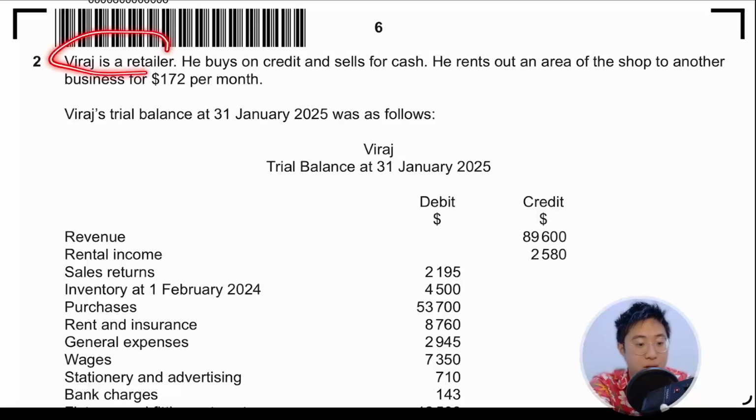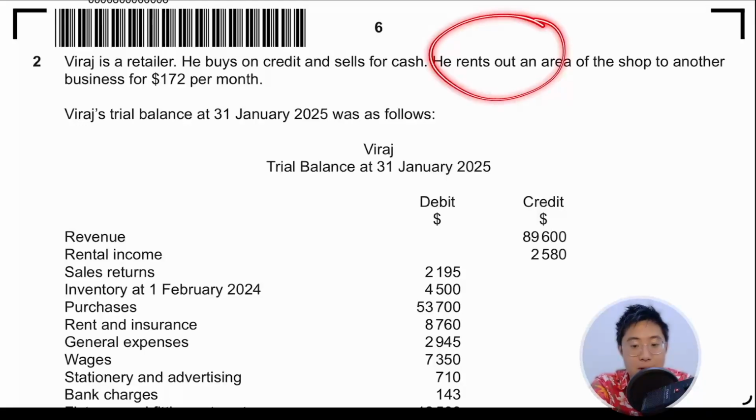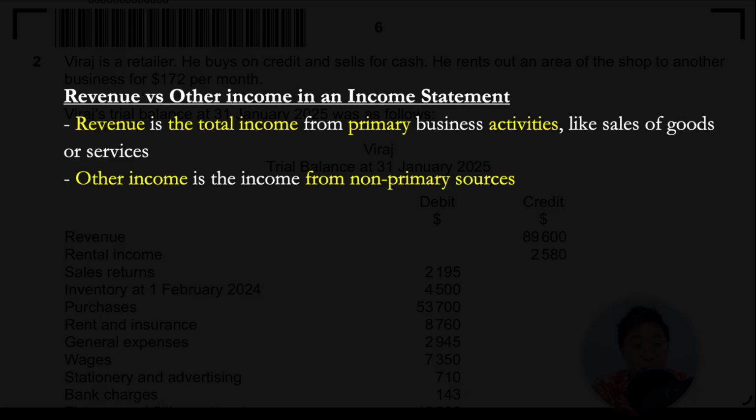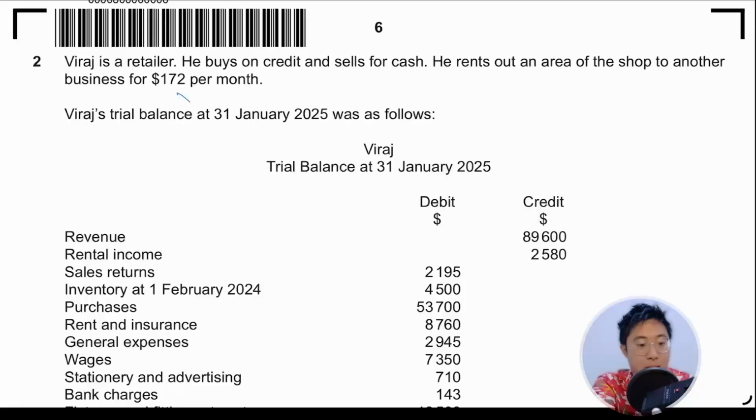So Viraj is a retailer. He buys on credit and sells for cash. All right, that's not really important to us. He rents out an area of the shop to another business for 172 a month. Okay, so he has rental income. We know that. We just have to multiply this number by 12 months if it is 12 months. But so far, we don't know when he started the renting.